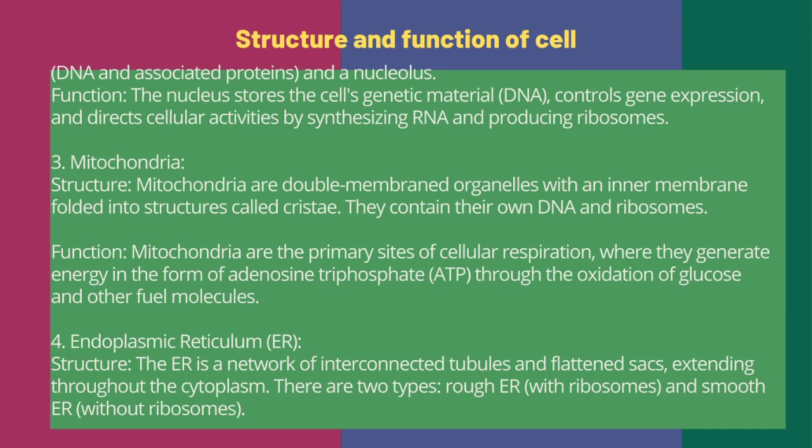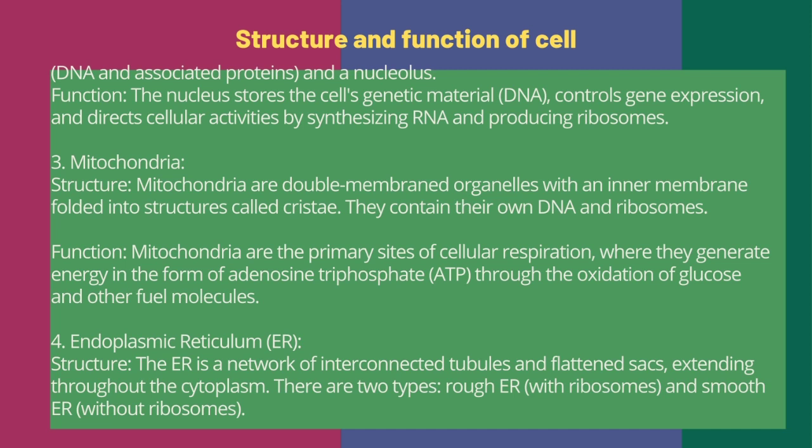Third is mitochondria. Structure of mitochondria. Mitochondria are double-membraned organelles, with an inner membrane folded into structures called cristae. They contain their own DNA and ribosomes. Function of mitochondria. Mitochondria are the primary sites of cellular respiration, where they generate energy in the form of adenosine triphosphate ATP, through the oxidation of glucose and other fuel molecules.